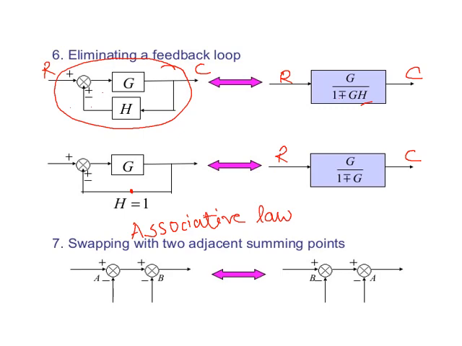See, when two summing points are adjacent to each other, I am repeating, when two summing points are adjacent to each other, there is no block connected in between them, or there is nothing in between these two summing points. In that case, we can apply this associative law. So according to associative law, we can interchange the position. We will check that after interchanging, the output should not change.